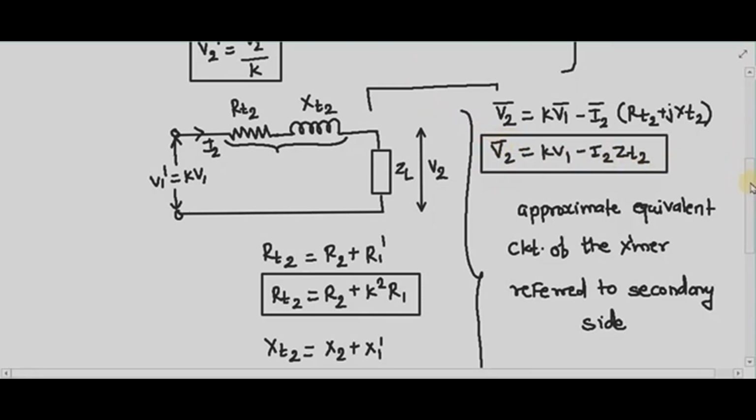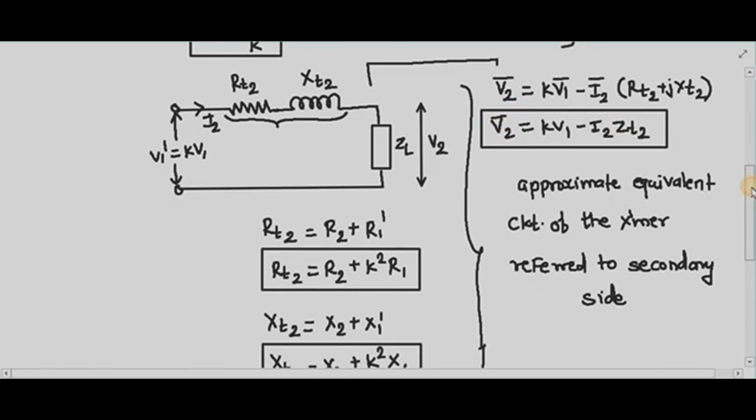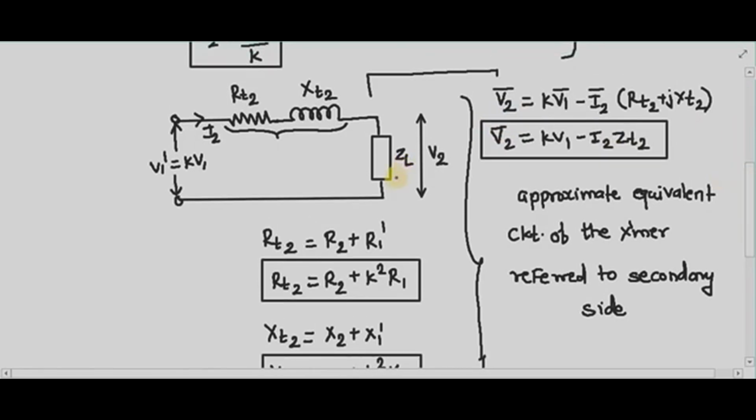So the secondary terminal voltage depends not only upon the magnitude of the load current, but it also depends upon the power factor of the load. With inductive load such as motor and the resistive load, the secondary terminal voltage decreases with increase in the load on the transformer. But if I connect the capacitive load having leading power factor, then my terminal voltage may increase.